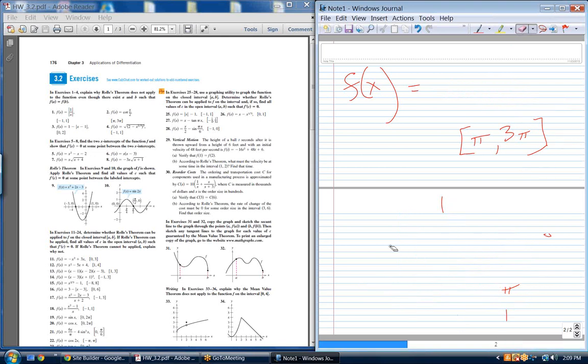Do you want to go through all of these, or it seems like... I think the first 4 I understand. The first 4 you understand. Okay, let's look at the second one. Find the x-intercepts of the function and show that f prime of x equals 0 at some point between the two intercepts.